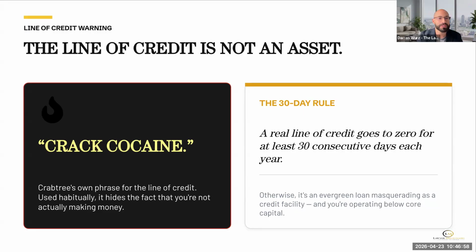If you're carrying a debt load on your credit cards, you may be spending 10, 15, $20,000 a year in interest. We want to make sure that we're not experiencing those additional costs.